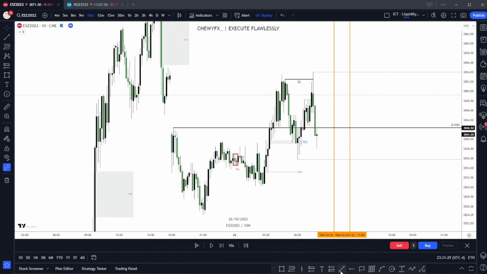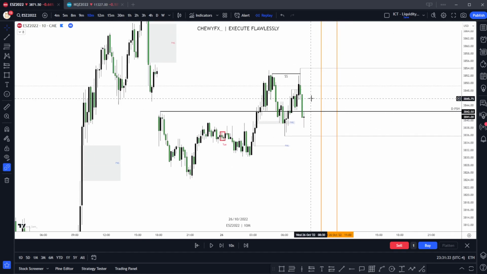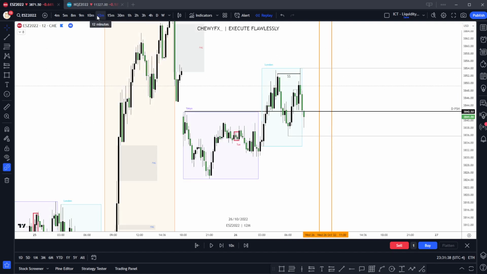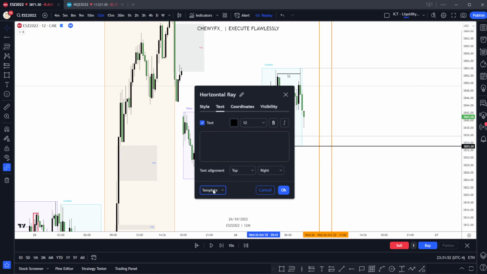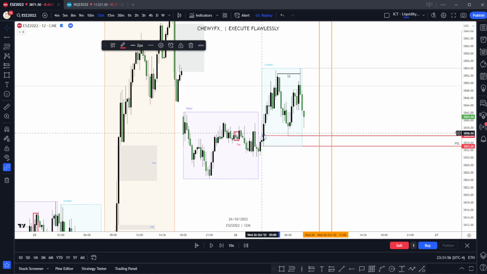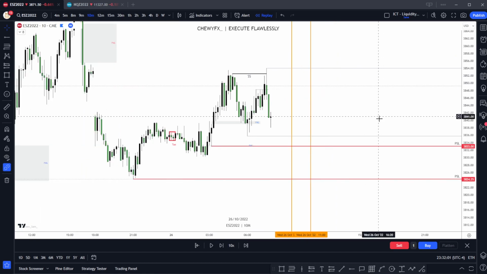So if we were looking for a buy, at this point we wouldn't even be looking for variation 2 anymore. We would just be looking for variant 1, simply because this discount array completely failed to cause a reaction in the market. So now we would be looking here at the previous session lows to be swept, and then we can look for a variant 1. So now let's go back to our 10-minute time frame.